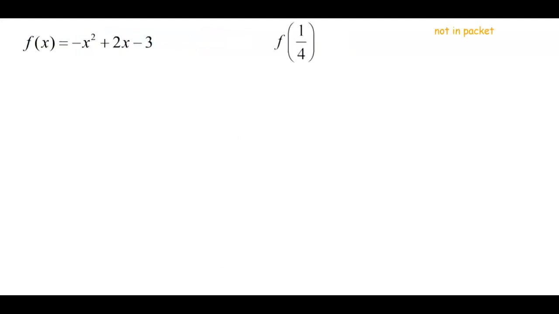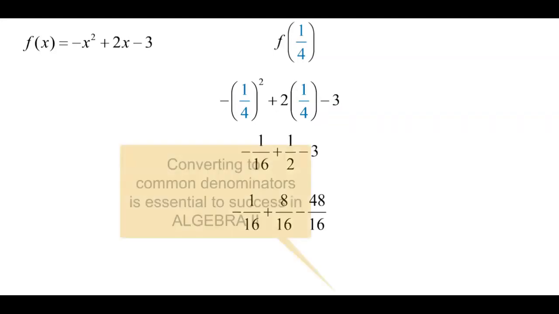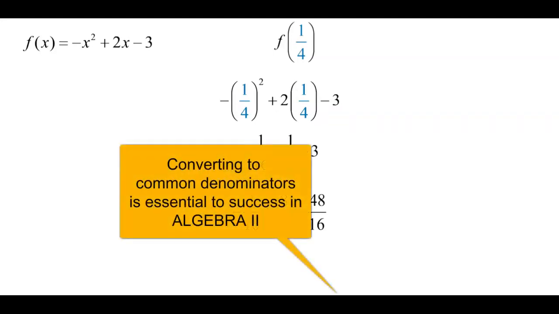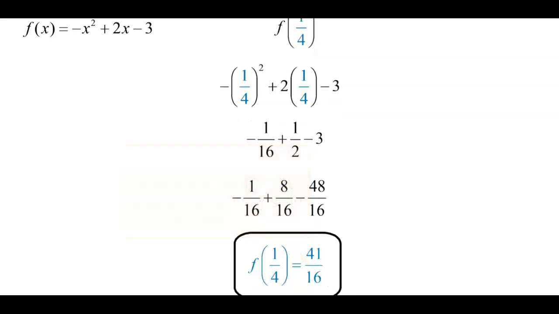This time we're going to plug in a 1/4. So be careful when you plug in a 1/4. Make sure you do utilize your order of operations properly. Once we clean up the exponents and do some multiplication, we are left with this addition and subtraction of positive and negative numbers. Please be comfortable with converting common denominators so that you can reach a final answer and go ahead and make sure you box in those answers.